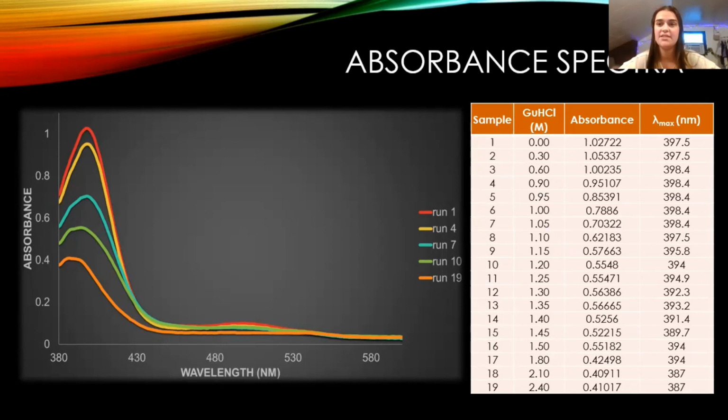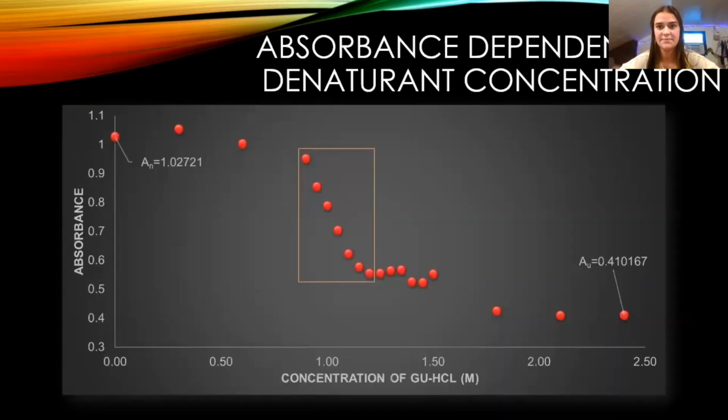The Soret band also changed with the concentration of denaturant. In general, the wavelength of maximum absorbance decreased with the increase of guanidine hydrochloride concentration. This wavelength shift is known as blue shifting. This figure shows the absorbance versus the concentration of guanidine hydrochloride. Here we see a backwards S-shaped curve in the graph.